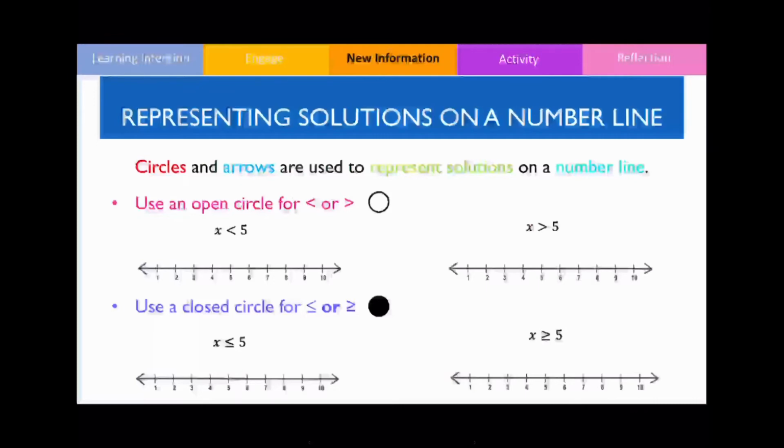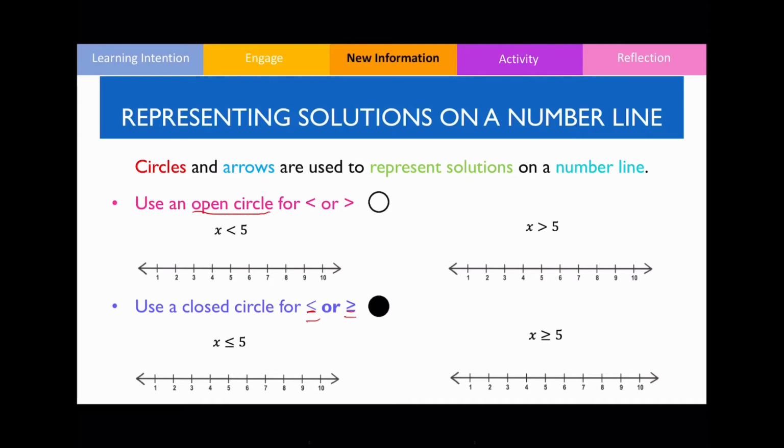Now, note over here that we use an open circle, meaning an empty circle in this case, when you have the less than or greater than symbol, okay? In contrast, we use a closed or a shaded circle when there is a less than or equal to symbol, or a greater than or equal to symbol, okay? Because this line over here pretty much means equal, that's why we include it, which is why we actually shade it.